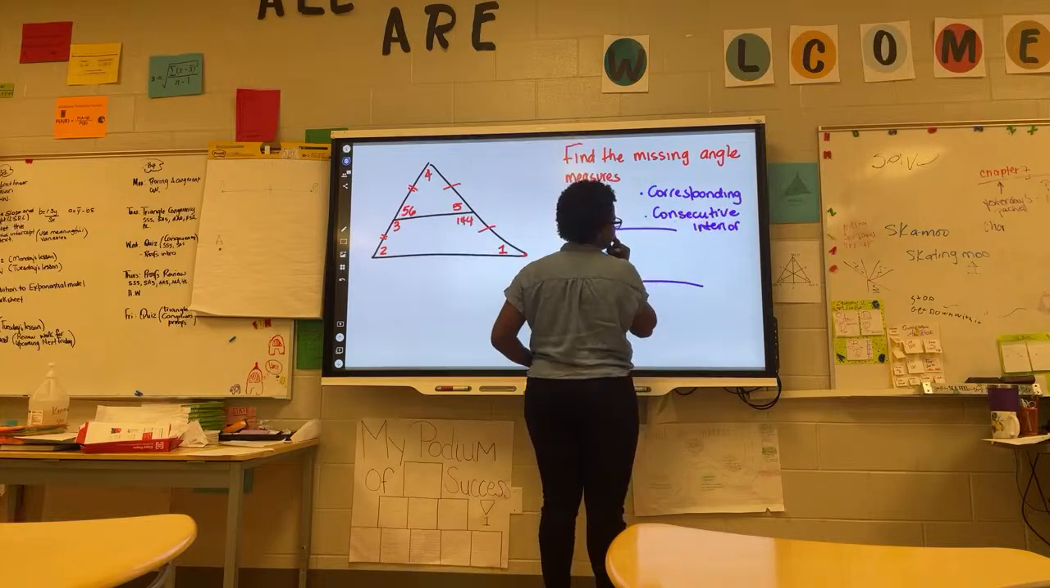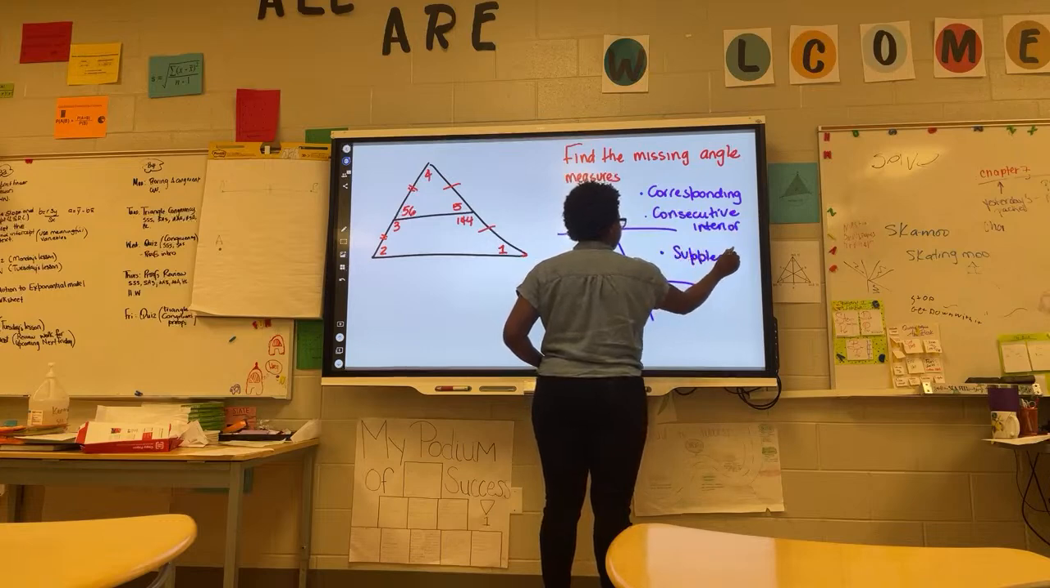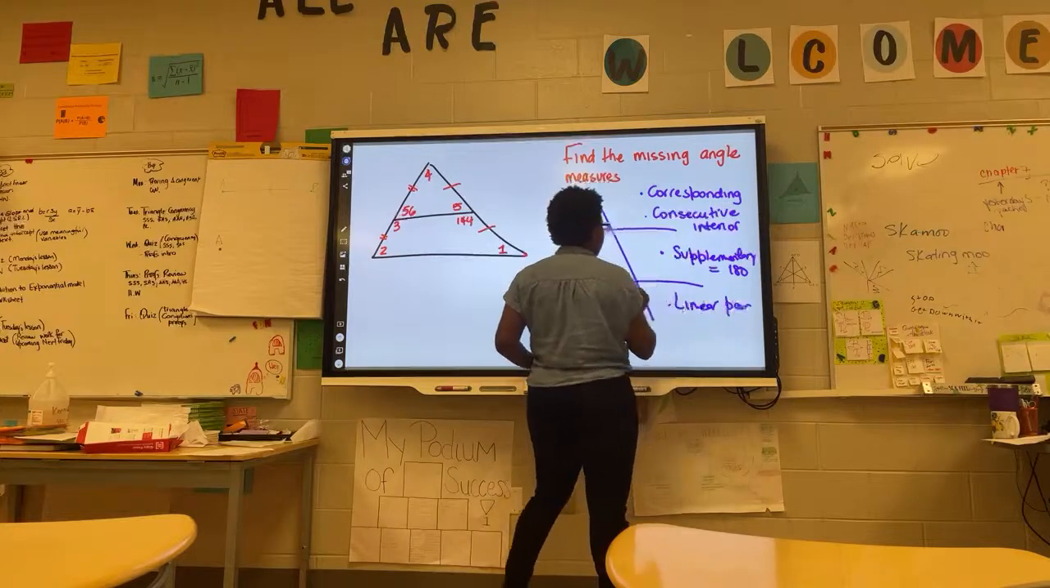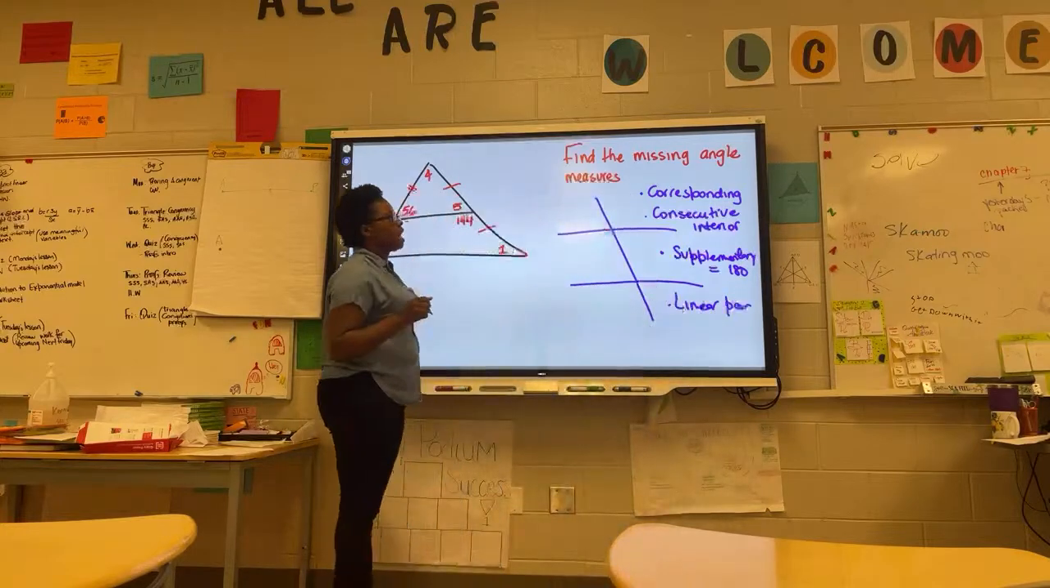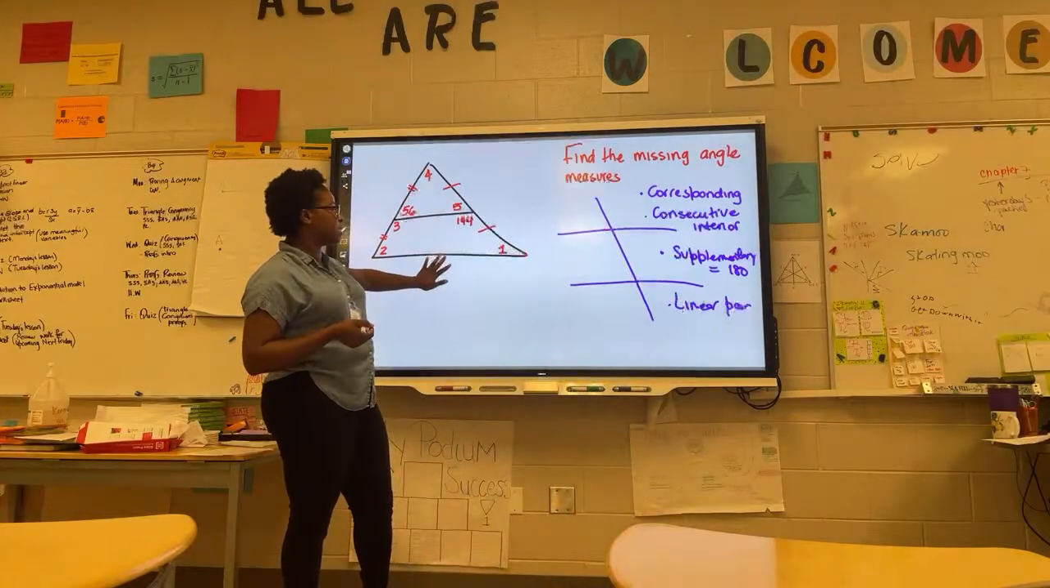Corresponding, and so on. You see supplementary as a reason coming out. I know that's equal, the sum is equal to 180. You also see linear pair coming out, and a few other things. So I'm going to explain corresponding, consecutive, and the others before we get into solving this question.